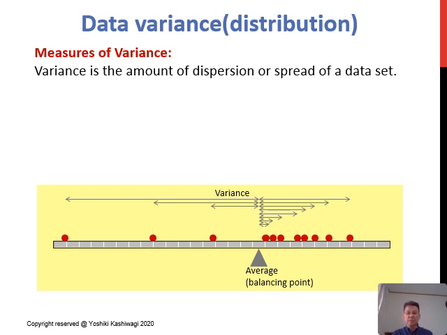That's distribution or variance. So in some cases, you may not have a large variance in the data group, but in other cases, you may have very large variance. It depends on what kind of data set you have. So the goal of today is how to show and describe how much variance you have in a data set and how distributed each data or each data set is.